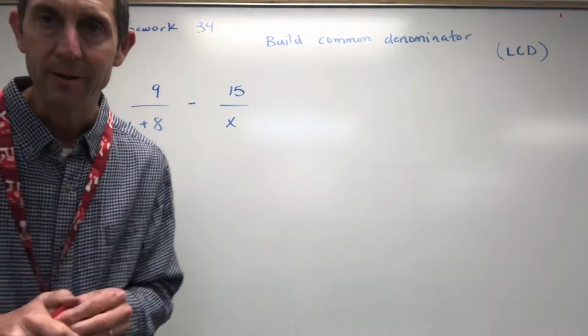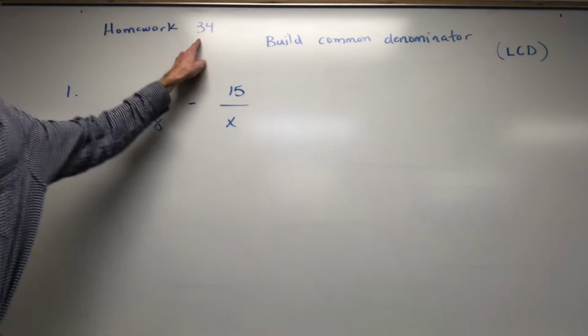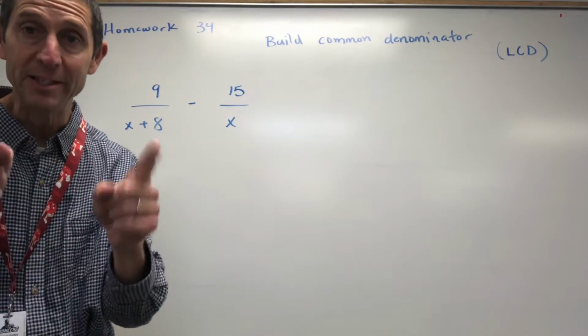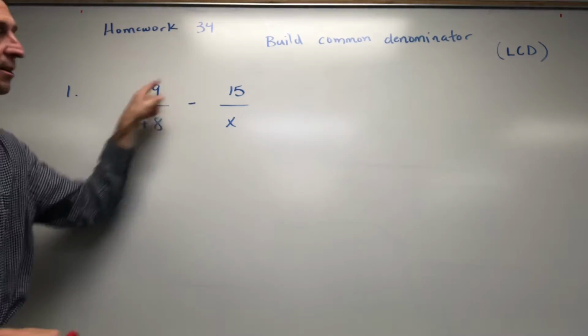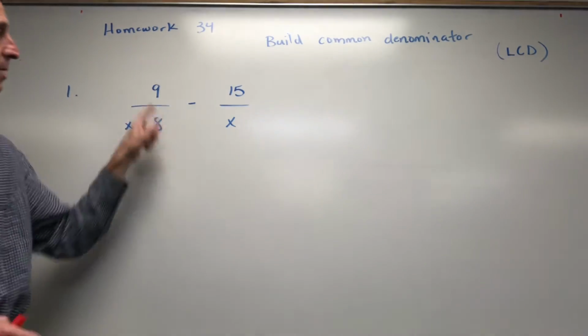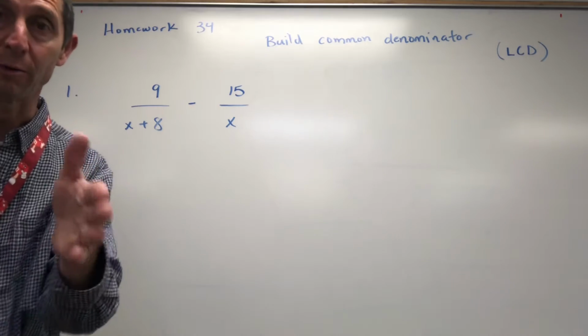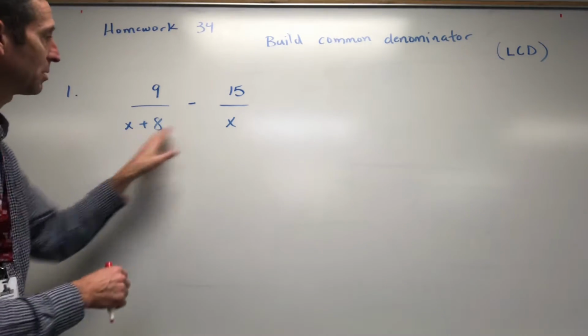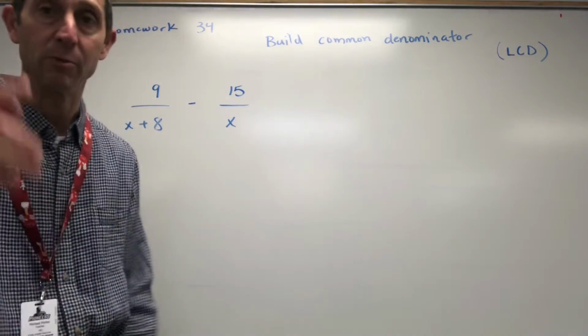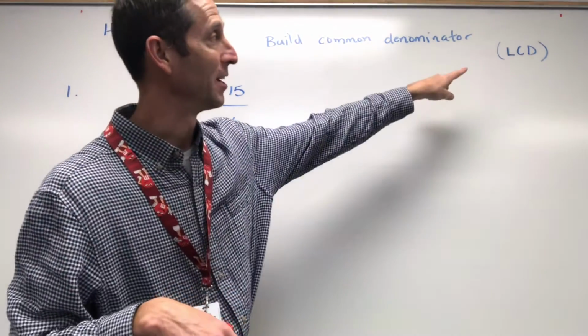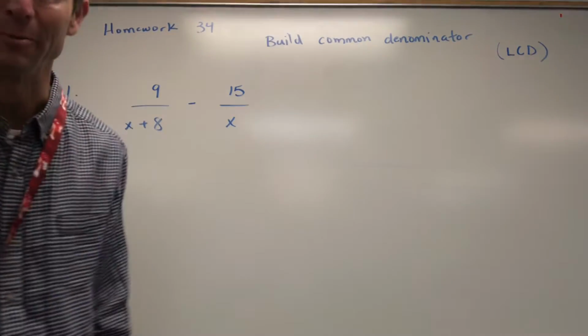All right, third hour. Got to roll with some homework 34. Got to go with the common denominators. So we've got fractions. We're not caring so much on this assignment about the numerators. We just got to work with the denominators. x plus 8 and x, not the same, so we have to build a common denominator, what everybody in the math world calls the old LCD, least common denominator. We're going to build one.